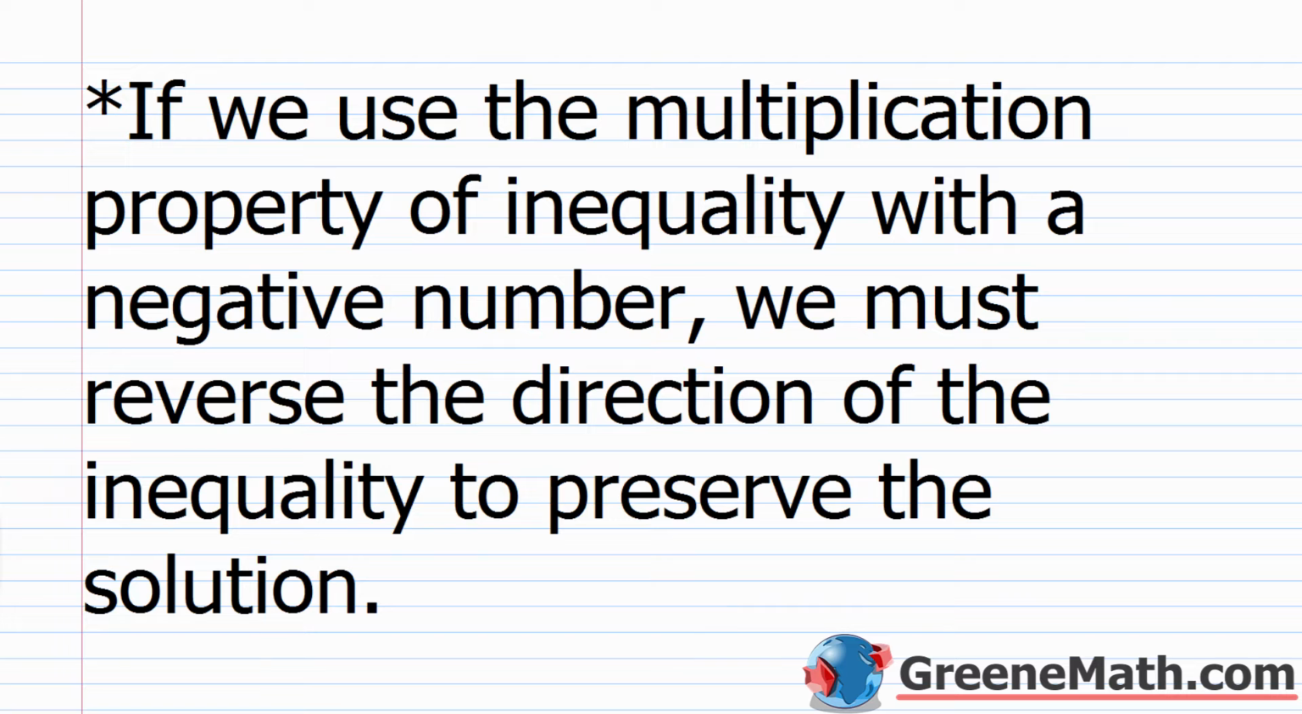Here's where we run into problems. And I can't tell you how many tests I've graded in my life, and I've seen students just not get this. If we use the multiplication property of inequality with a negative number, something that is less than 0, we must reverse the direction of the inequality to preserve the solution. So if you multiply both sides of the inequality by the same negative number, flip the inequality. If you divide both sides of the inequality by the same negative number, flip the inequality. So before we move on and start solving problems, let's explore this concept more thoroughly.